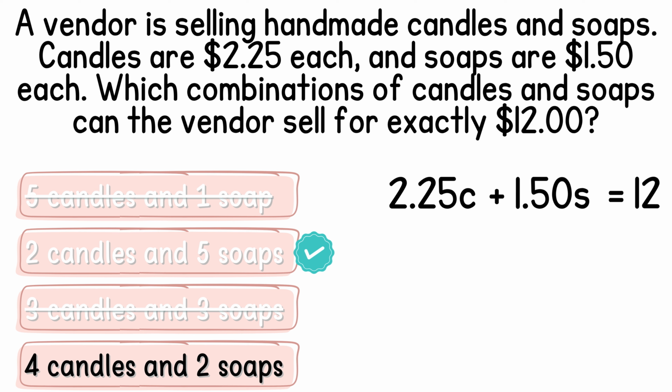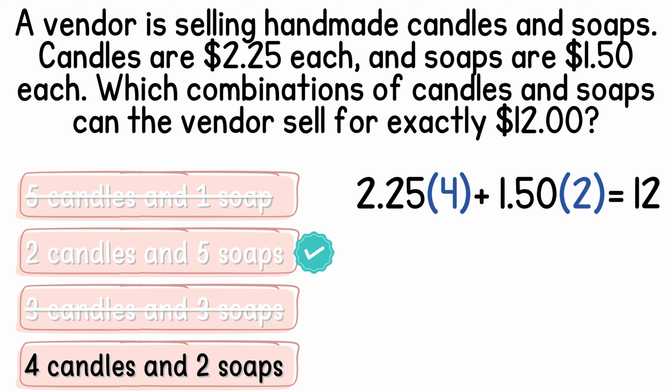Now let's try our last option with 4 candles and 2 soaps. We'll replace C with 4, and S will become 2. Multiplying 2.25 and 4 gives us 9, and $1.50 times 2 gives us 3. So when we add these together, we get the 12 that we wanted. So this is also a possible solution.